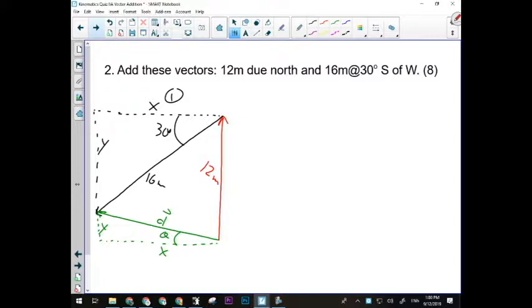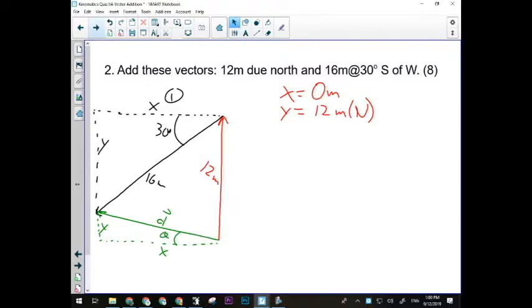Well, for the 12 meter vector, that's easy. The x component of that is 0 meters because it's due north. The y component of that is 12 meters north because it's due north. So we don't really get any marks for that because we didn't have to do anything. But those are our x and y vectors for the red vector.